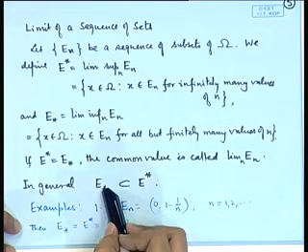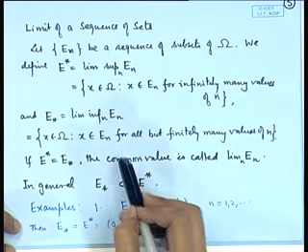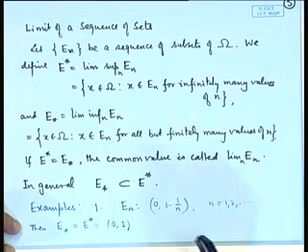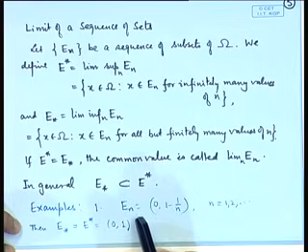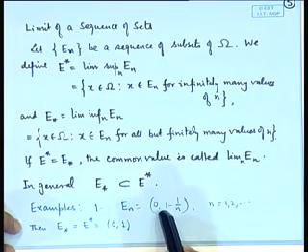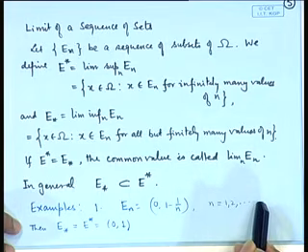Therefore, in general E lower star is always a subset of E upper star. When it is equal, we say that the limit exists. Let us consider some simple examples of application of the concept of the limit of sequence of sets. Consider, for example, the set E n defined to be the open interval 0 to 1 minus 1 by n, for n equal to 1, 2 and so on.